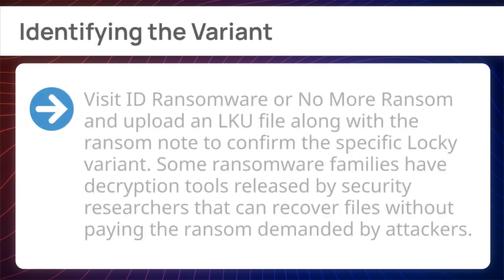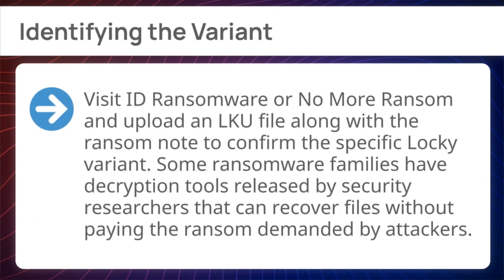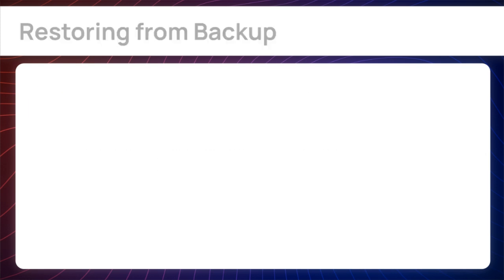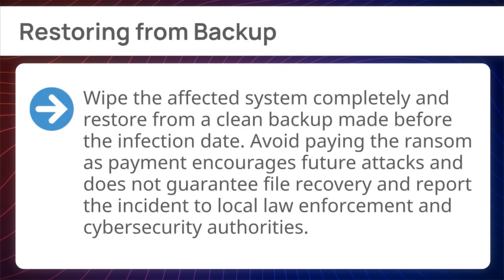Next, identifying the variant. Visit ID Ransomware or No More Ransom and upload an LKU file along with the ransom note to confirm the specific Locky variant. Some ransomware families have decryption tools released by security researchers that can recover files without paying the ransom demanded by attackers. Finally, restoring from backup. Wipe the affected system completely and restore from a clean backup made before the infection date. Avoid paying the ransom, as payment encourages future attacks and does not guarantee file recovery, and report the incident to local law enforcement and cybersecurity authorities.